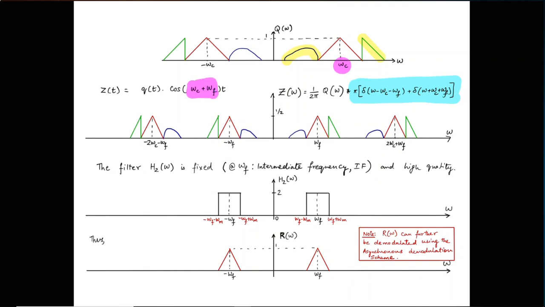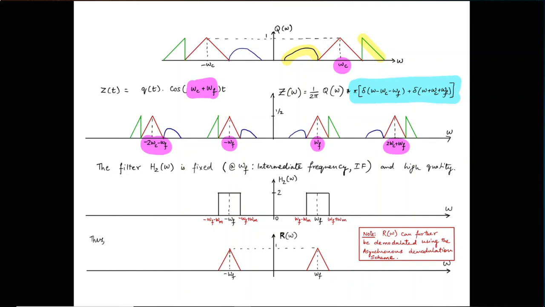The sum frequencies are going to be omega c plus omega f. So that would land at 2 omega c plus omega f right here. And then of course, when you do the other side, you will get negative 2 omega c negative omega f. Now, when you look at the difference frequencies, omega c will cancel out, and what you will be left with is omega f and negative omega f.